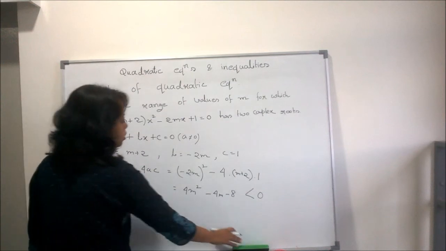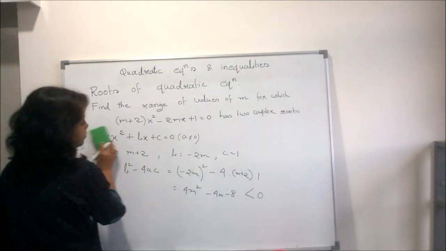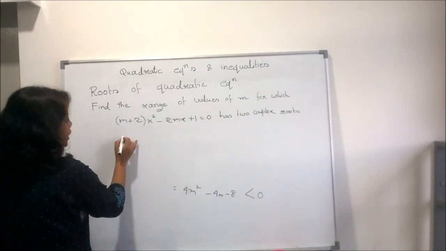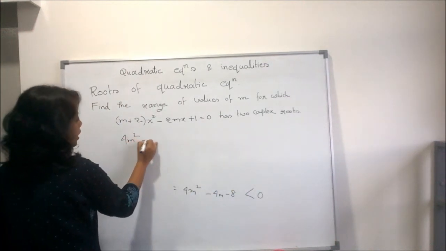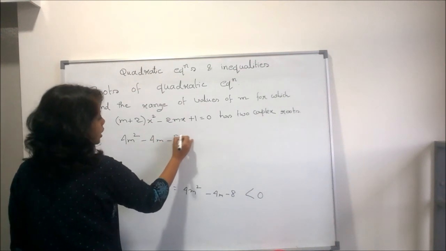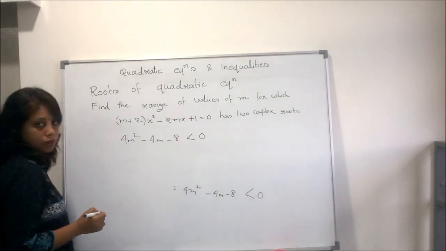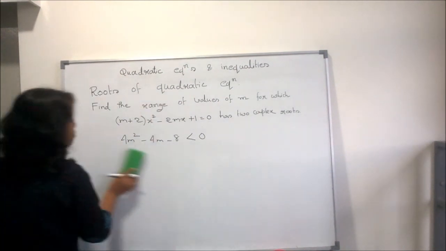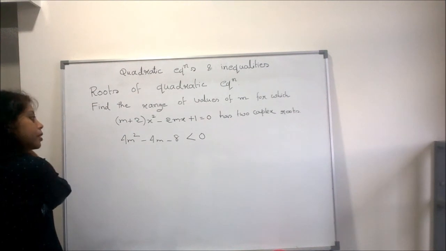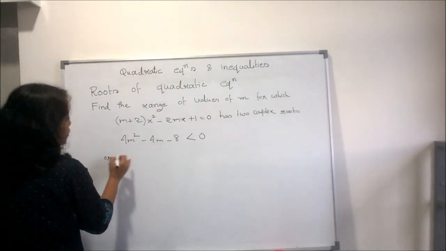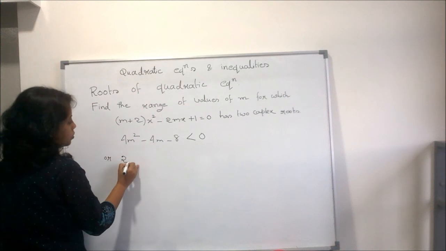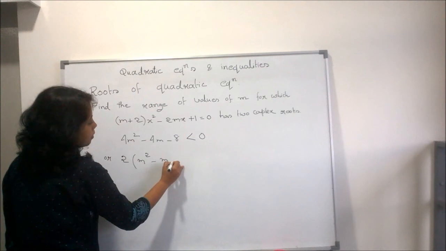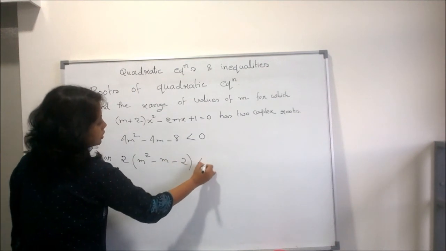Okay. So we get here 4m square minus 4m minus 8 less than 0. Okay. Now we have to factorize this. So how do we factorize? First of all, we take 2 common. So 2 outside, m square minus m minus 2 less than 0.